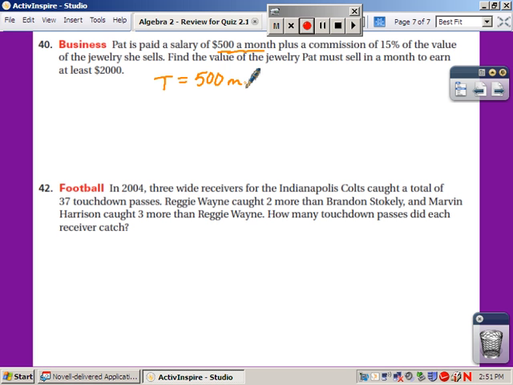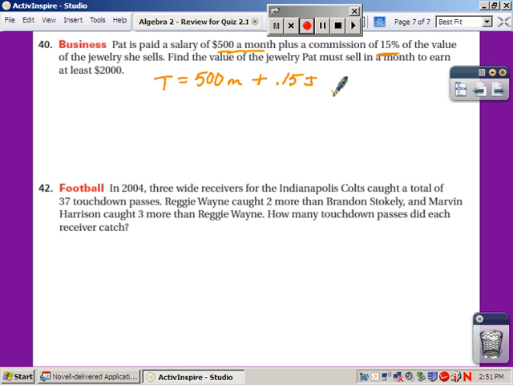And then she also gets 15%. Well, we never write 15%. We write it as a decimal. So she gets her 500 a month, plus she gets 15% or 0.15 of the jewelry that she sells. We don't know that jewelry right now, so we'll put a J in there for jewelry.